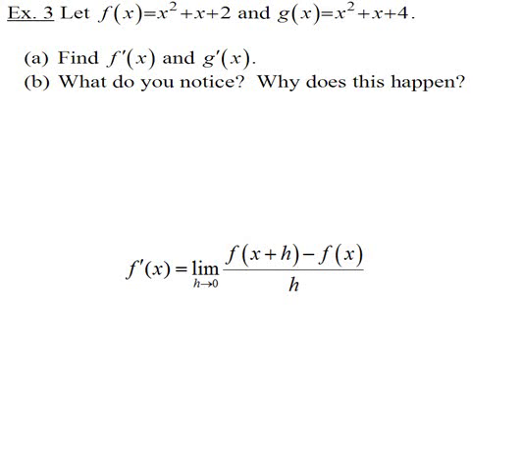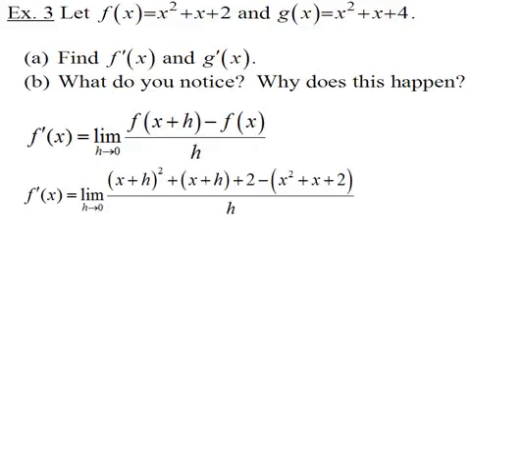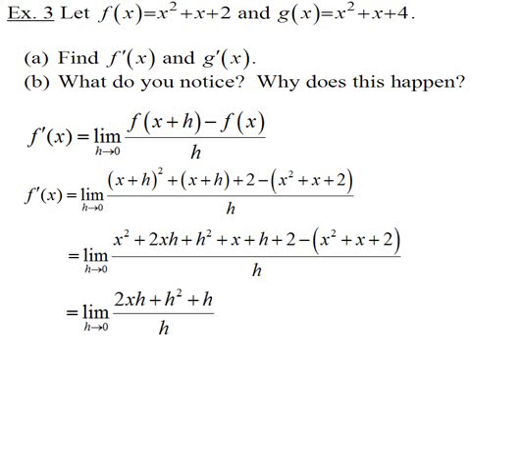So let's find f prime of x. Substituting for f of x plus h and f of x, we get the limit as h approaches 0 of x plus h squared plus x plus h plus 2 minus x squared plus x plus 2, all over h. After simplifying, you'll notice that the x squared, x, and 2 all cancel out, and we'll be able to divide by h to get 2x plus h plus 1. Substituting 0 for h, we get 2x plus 1.